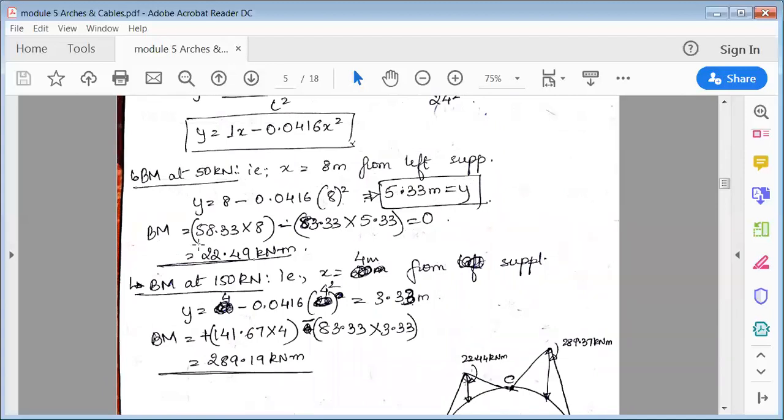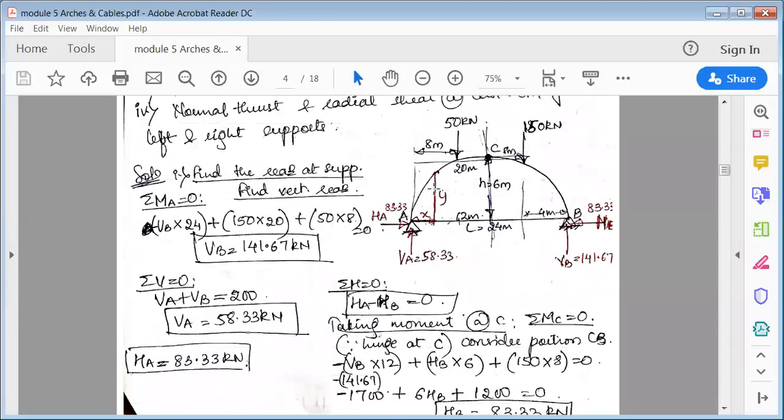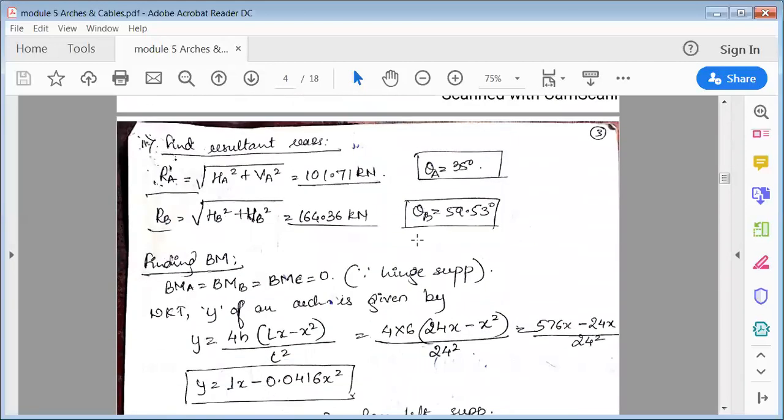So now the bending moment at this point would be, see here, the bending moment at this portion. Again, at the left side, check how many forces are acting. At a distance of 8 meter, first 58.33 into the perpendicular distance, that is 8. Then H is 83.33 into the y distance, that we just found, 5.33. And at 8 meter, this 50 kilonewton is acting. So with respect to this 50 kilonewton, on the left side only 2 forces are acting, so we'll be considering only 2 forces here.